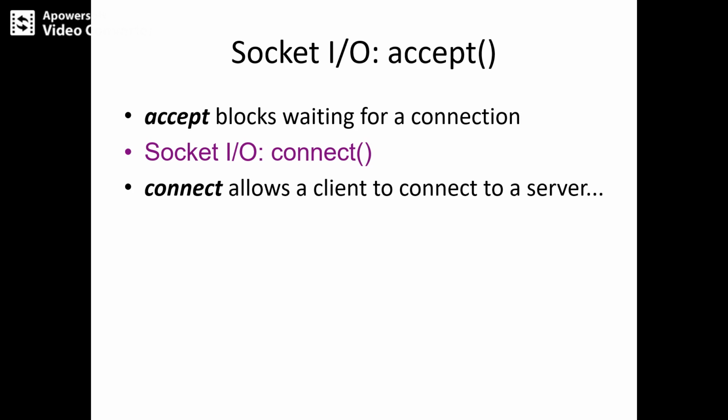On the other side, at the same time, the client has also created his own socket API and is ready to connect, to establish the connection towards the server. By that time, the server is ready to accept it. So here the connect system call allows a client to connect to a server.